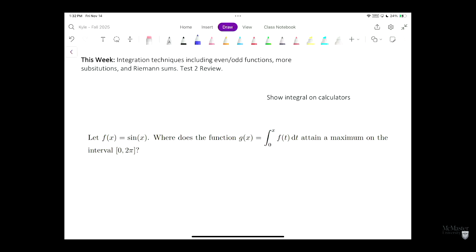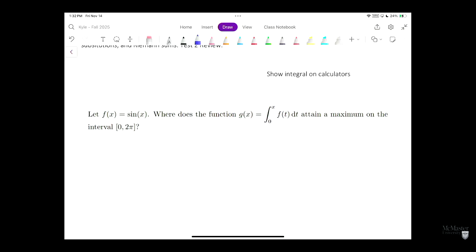Sorry, does that mean the questions here will be easier or what? Some might be easier, some might be harder. These are not designed to be representative of the difficulty, but that's a good question. So where does the function g of x attain a maximum on the interval 0 to 2 pi?